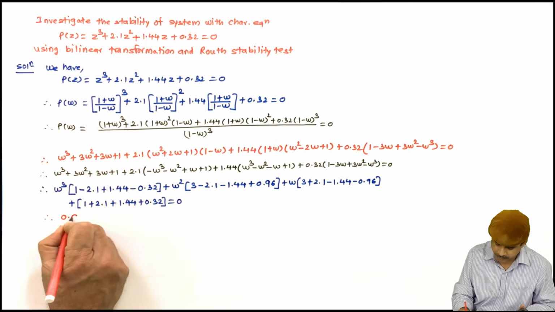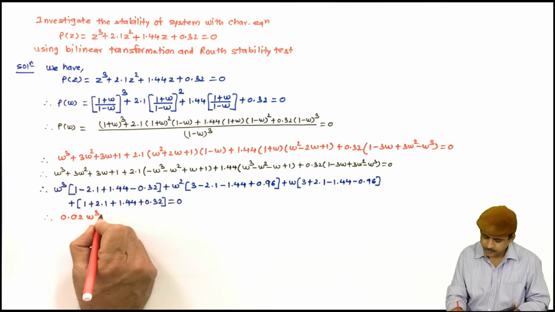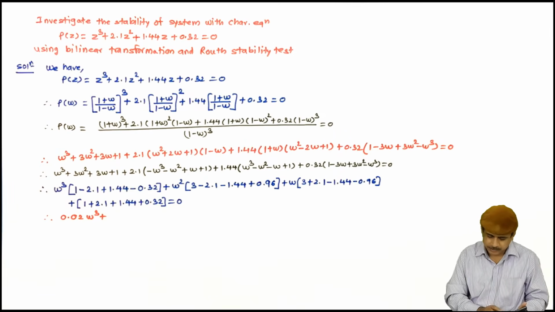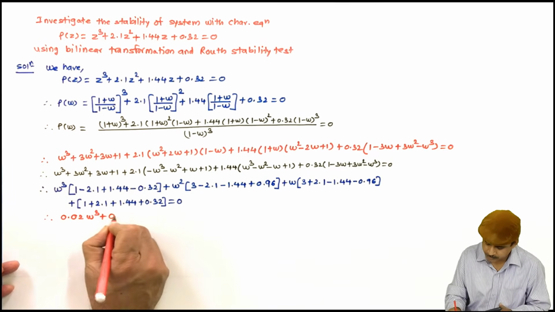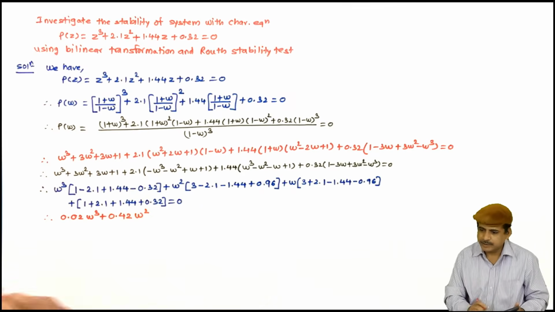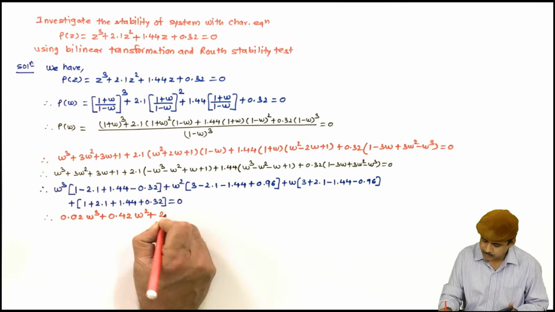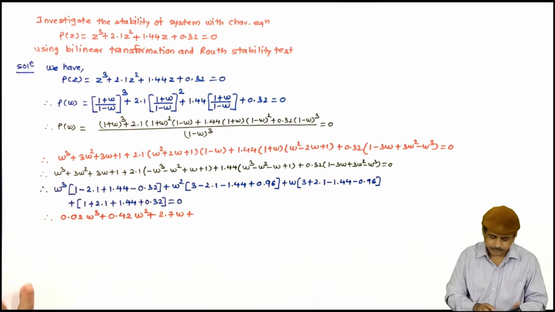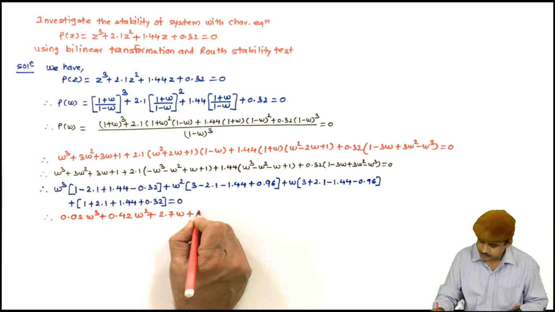0.02 w^3, plus 3 - 2.1 - 1.44 + 0.96, that is 0.42 w^2, plus 3 + 2.1 - 1.44 - 0.96, that is 2.7 w, plus 1 + 2.1 + 1.44 + 0.32, that is 4.86.